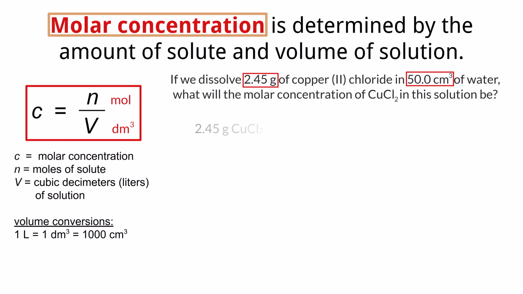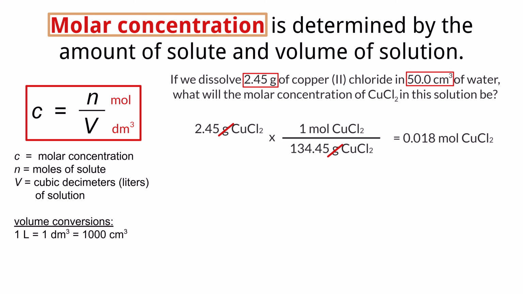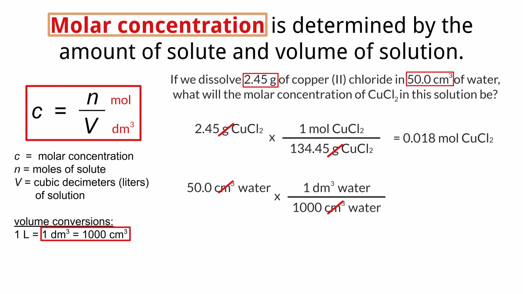We turn 2.45 grams of copper(II) chloride into moles by dividing by the molar mass of copper(II) chloride, which is 134.45 grams per mole. This gets us 0.018 moles of copper(II) chloride. Now we convert centimeters cubed to decimeters cubed, and our conversion factor is 1 decimeter cubed is equal to 1,000 cubic centimeters. We take 50 and divide it by 1,000 to get 0.05 decimeters cubed of water.